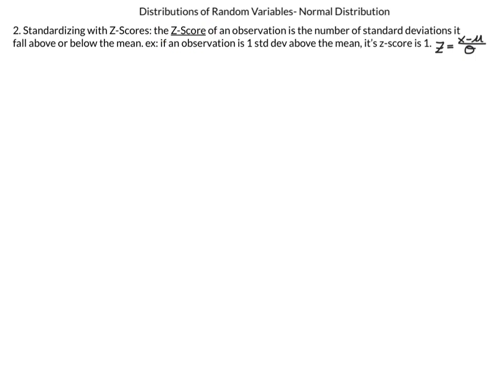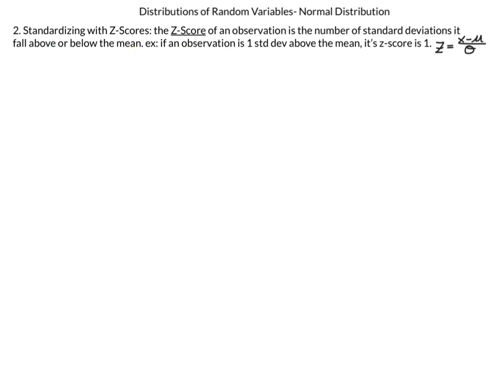And what we do is, instead of talking about how many units we are away from the mean, so if it's an SAT, how many points above or below the mean we scored, or if we're talking about heights, how many inches we are above or below the mean, instead of talking about inches or points, we talk about how many standard deviations we are away from the mean. The number of standard deviations we're away from the mean is called the z-score. So it's the number of standard deviations our observation falls above or below the mean.